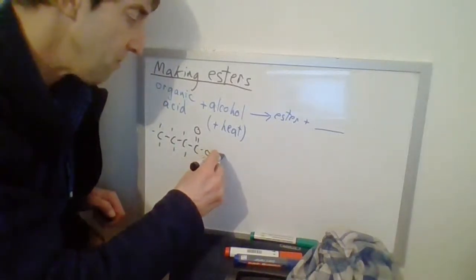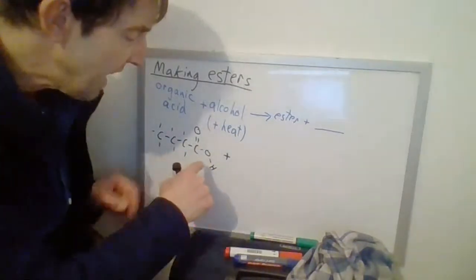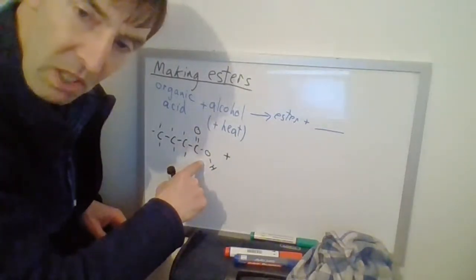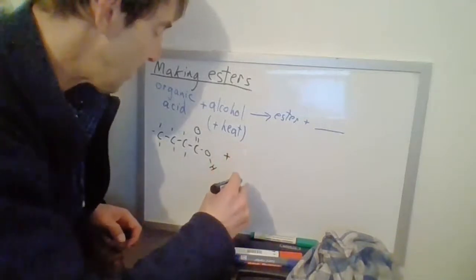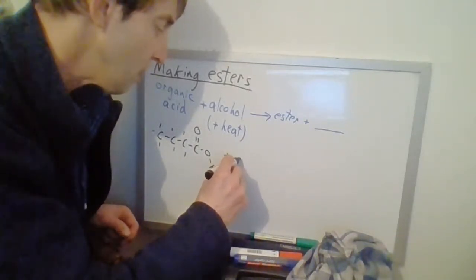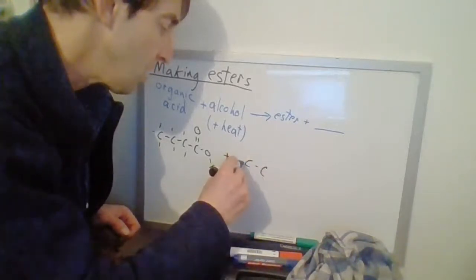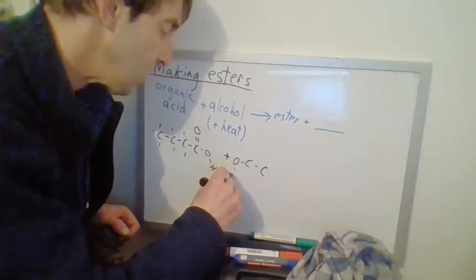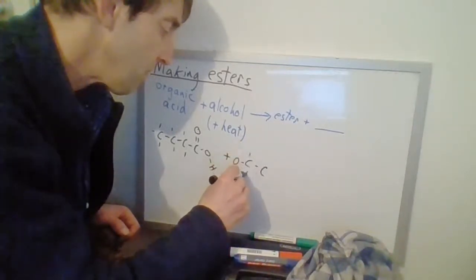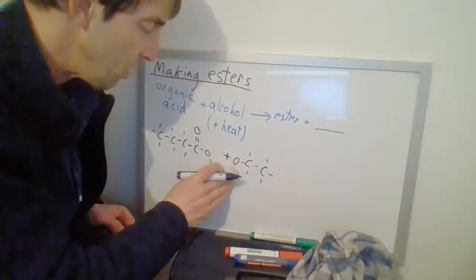Plus an alcohol. Now I'm going to make the alcohol face this. Here comes the OH. Let's make it drinking alcohol. Let's make it ethanol. So, CCOH. Doesn't have to be bent quite that much.